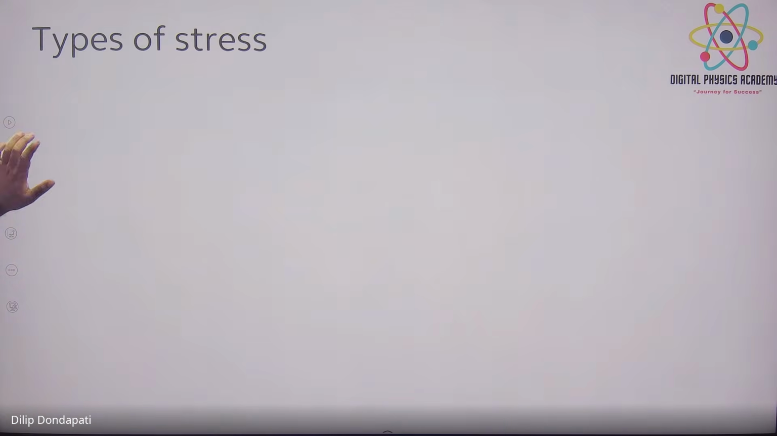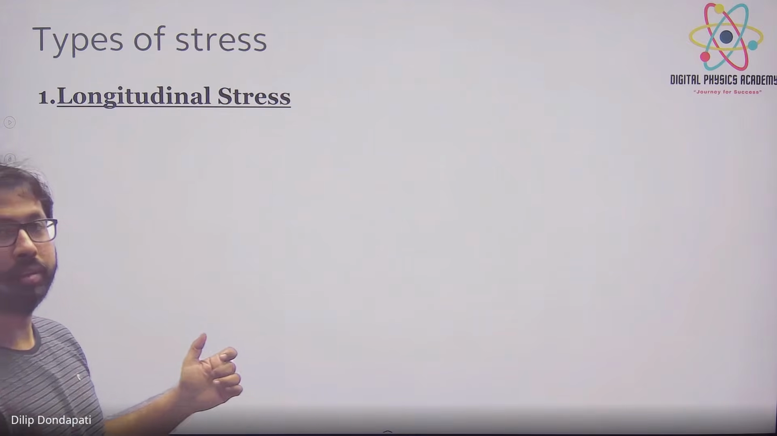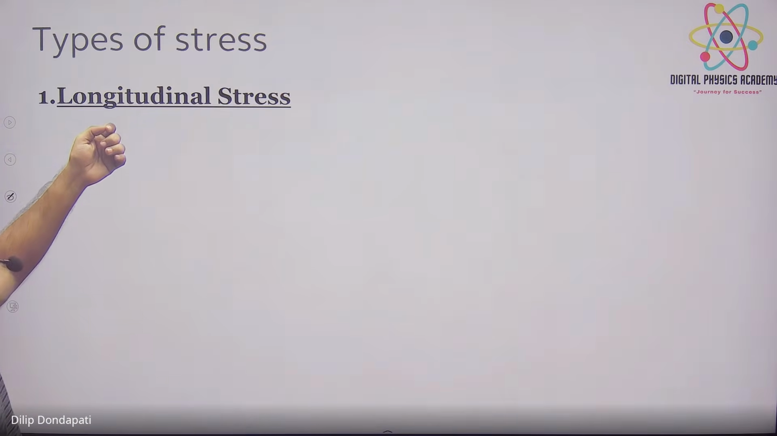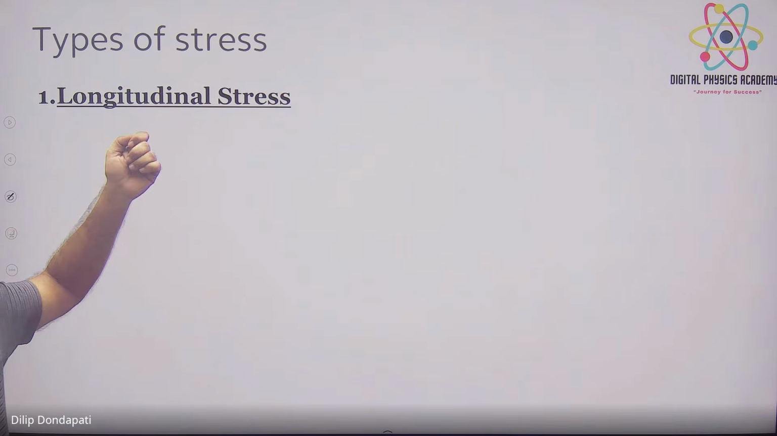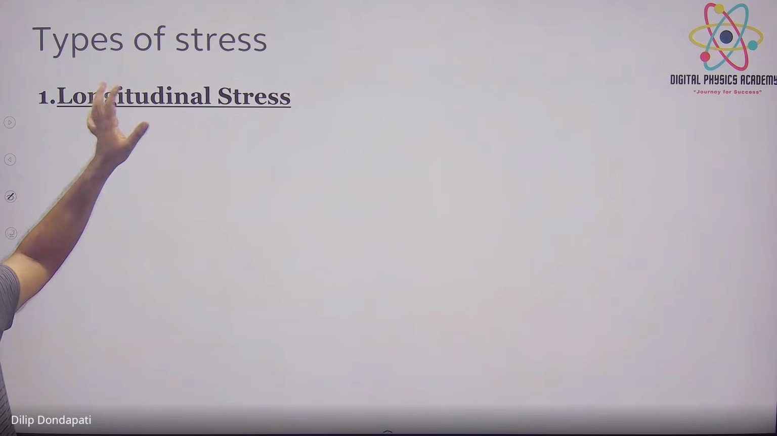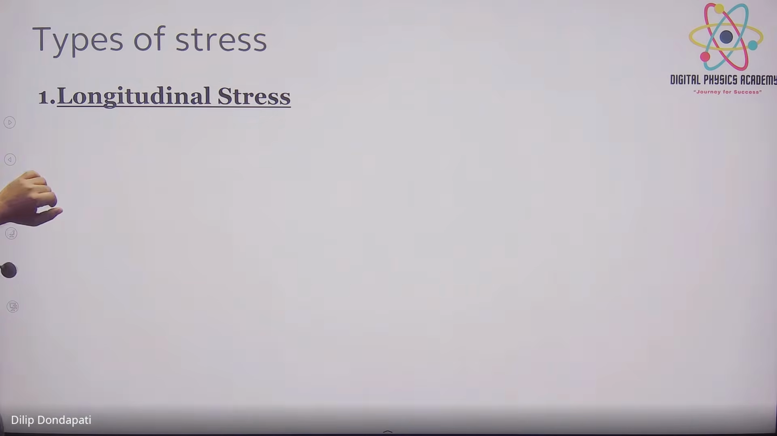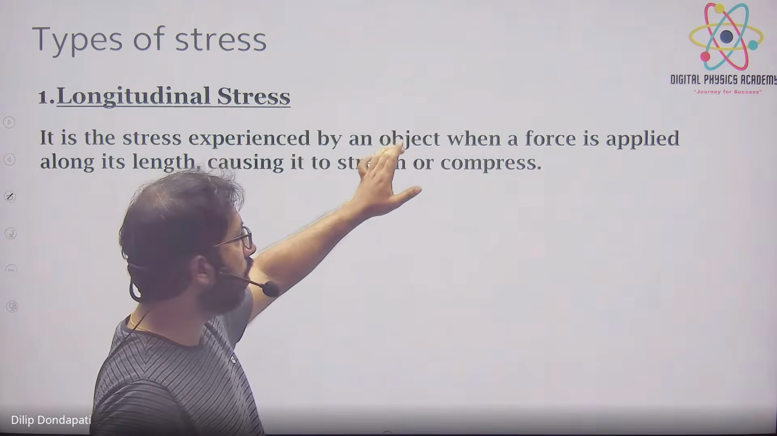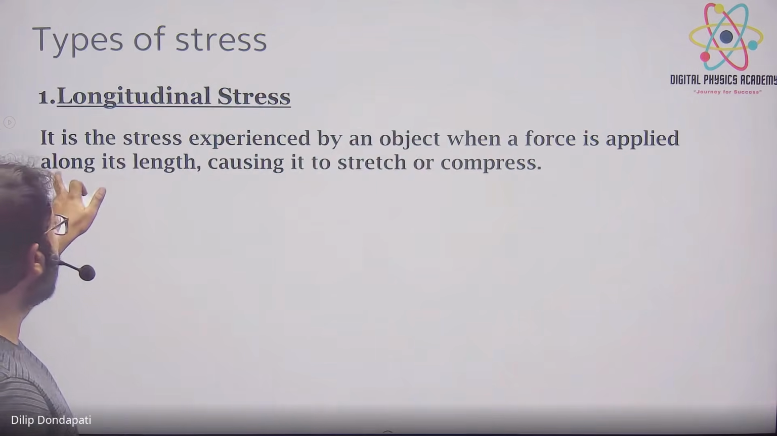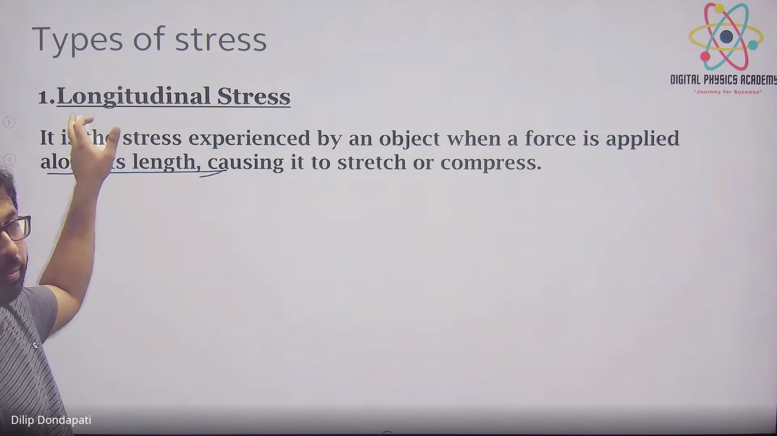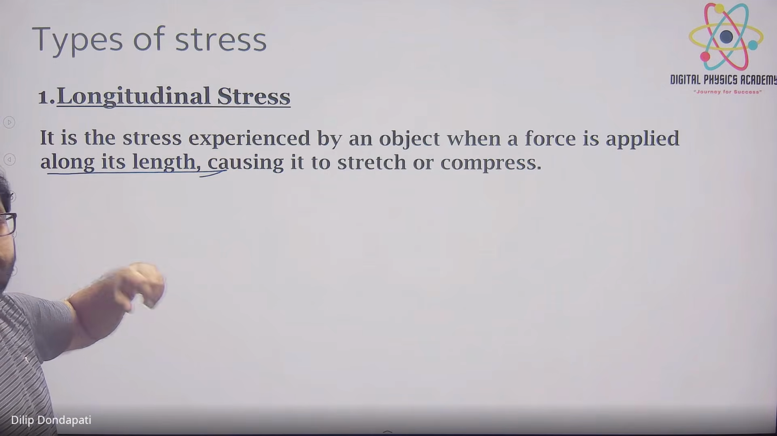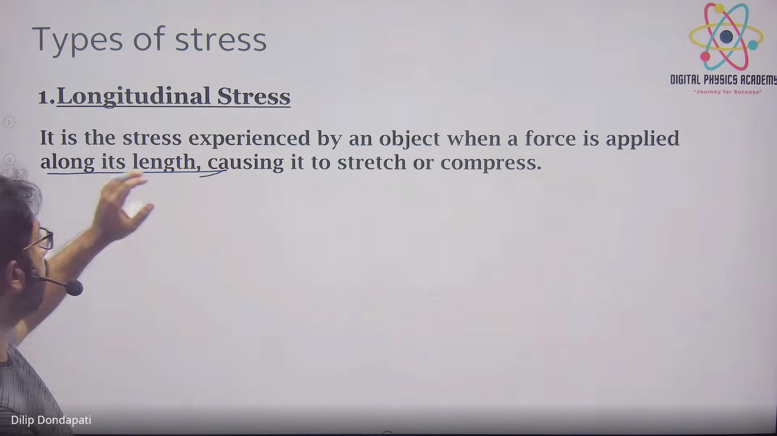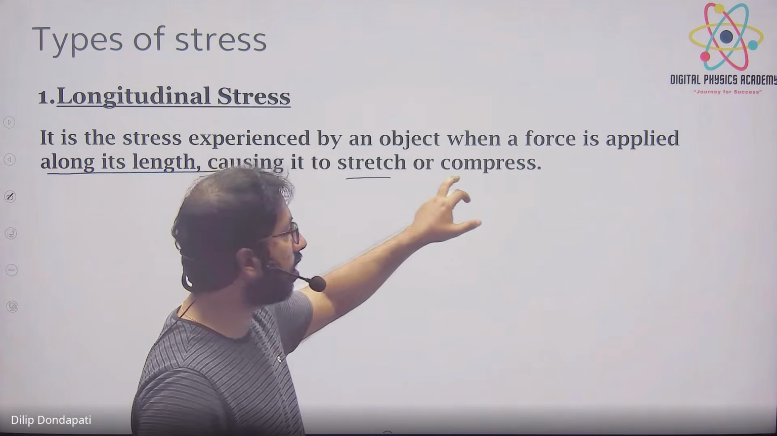Now we have different types of stress. One is longitudinal stress. The name itself indicates longitudinal, meaning we are applying the force along the length. At the time stress happens, that stress is called longitudinal stress. Longitudinal stress is the stress experienced by an object when a force is applied along its length. That's why it is longitudinal, along its length we are applying. At the time stress acts over that, it is called longitudinal stress, causing it to stretch or compress.